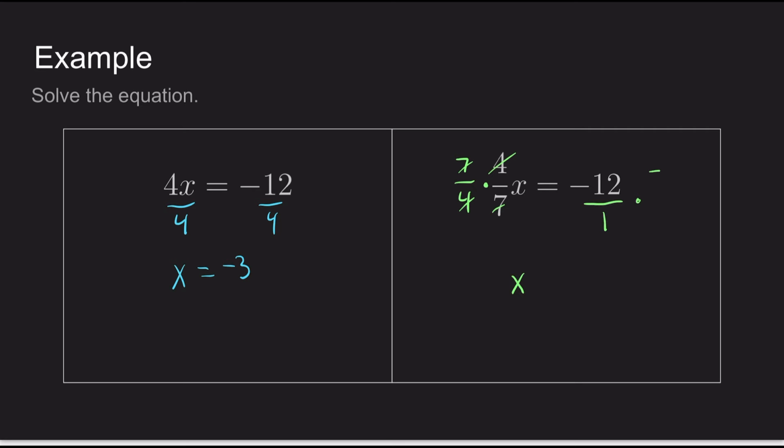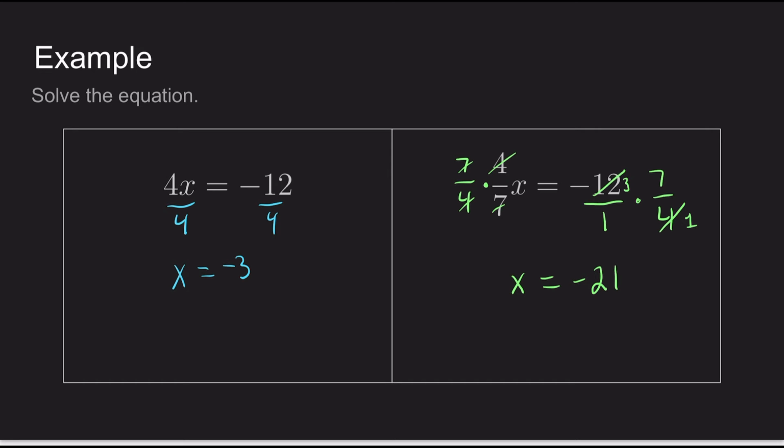So now we're going to multiply this side by 7 over 4. We can simplify before we multiply. The 4 becomes a 1. The 12 becomes a 3. On the top, you got 3 times 7 is 21. On the bottom, you got 1 times 1 is 1. So really, it's just negative 21.